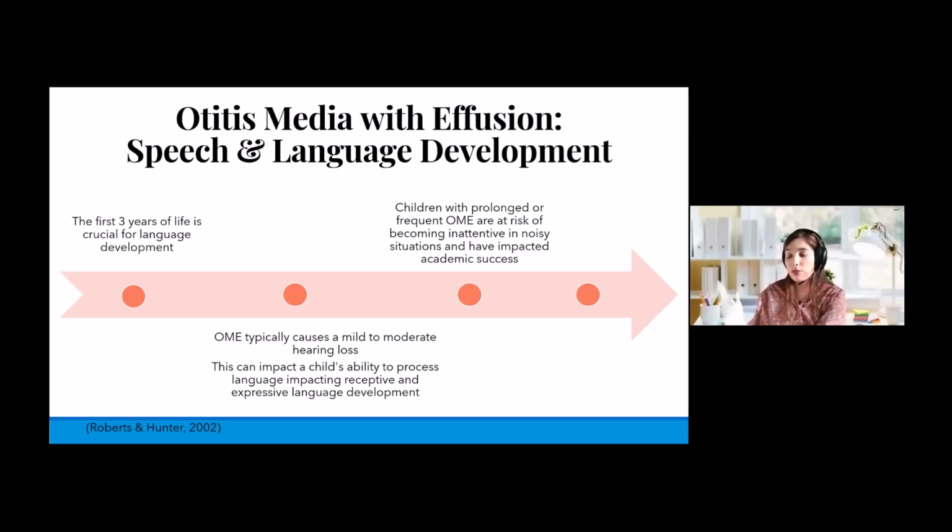It can also impact their auditory processing. So when there's fluid in the middle ear, that dampens the sound vibrations, and it makes it more difficult for children to perceive and distinguish between different sounds. And then this can impact their ability to develop phonemic awareness. And phonemic awareness is the ability to recognize, identify, and manipulate sounds in spoken words, and that's crucial when you're learning to read, write and spell.